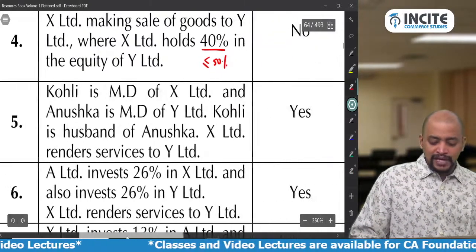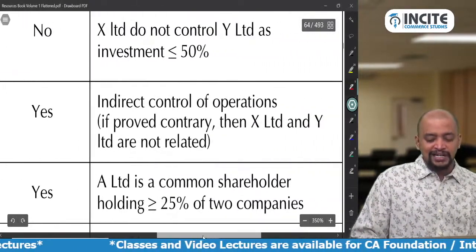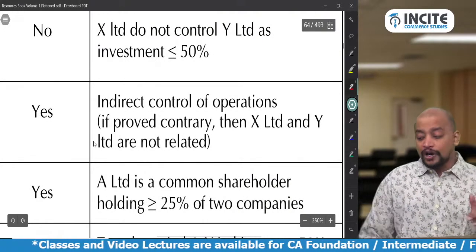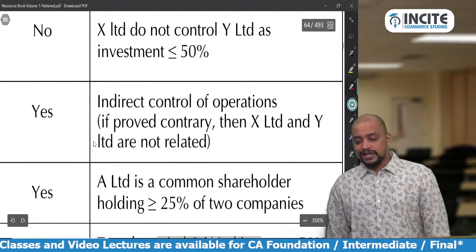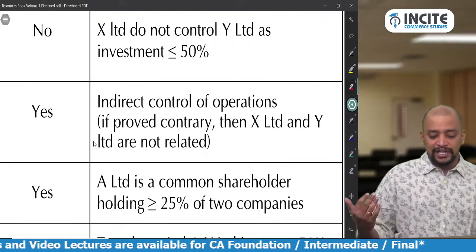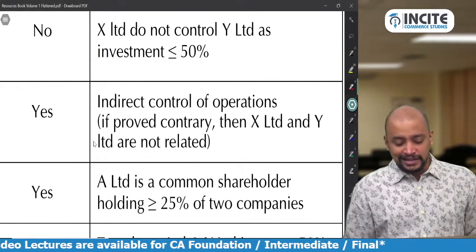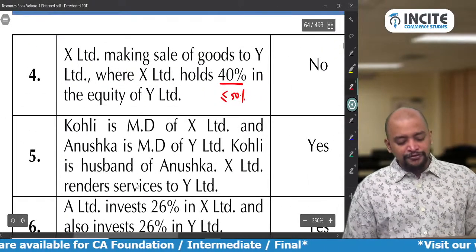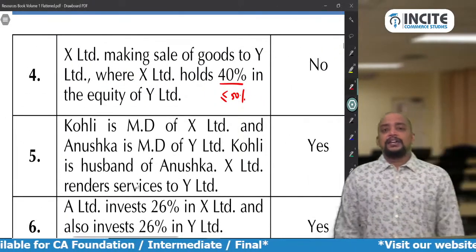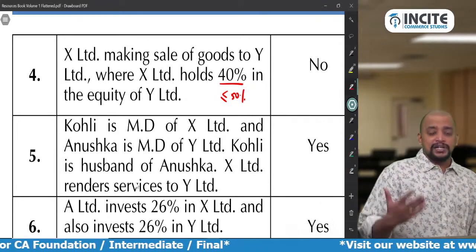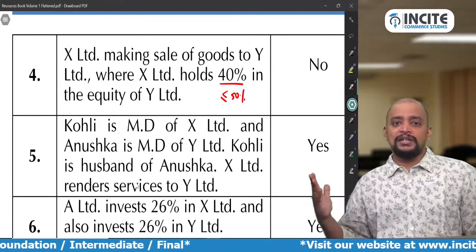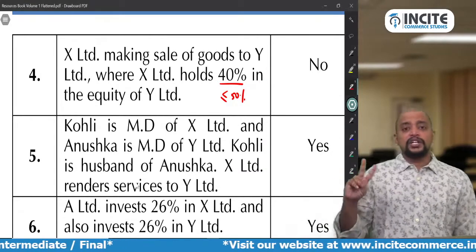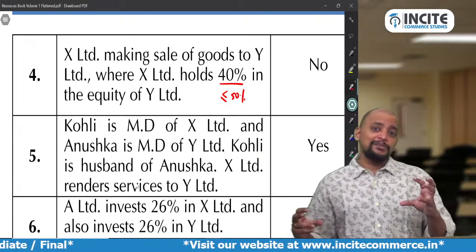Okay, so this comes under indirect control of operations. If proved contrary, then X Limited and Y Limited are not related. Okay, then next one. So point number 4 is simple, Shravan. There are 2 entities. X Limited is holding 40% in Y Limited. So the 25% point doesn't apply here. The 25% point is not about X Limited holding in Y.